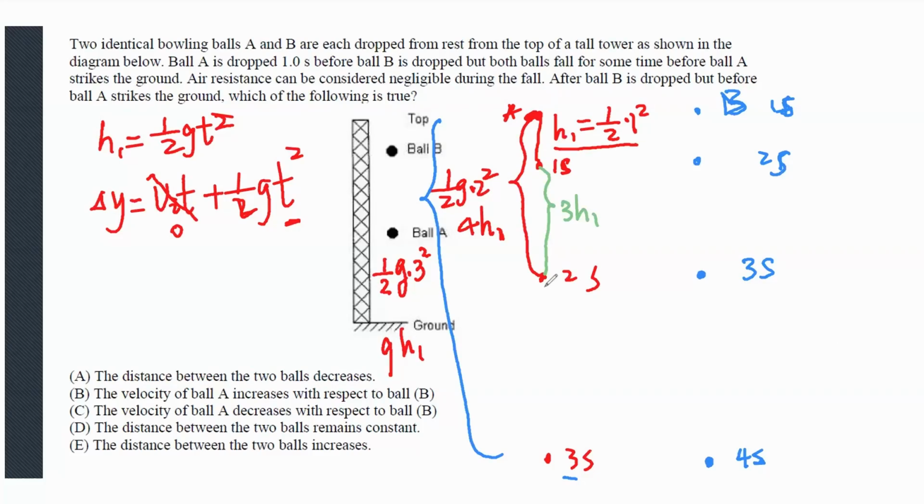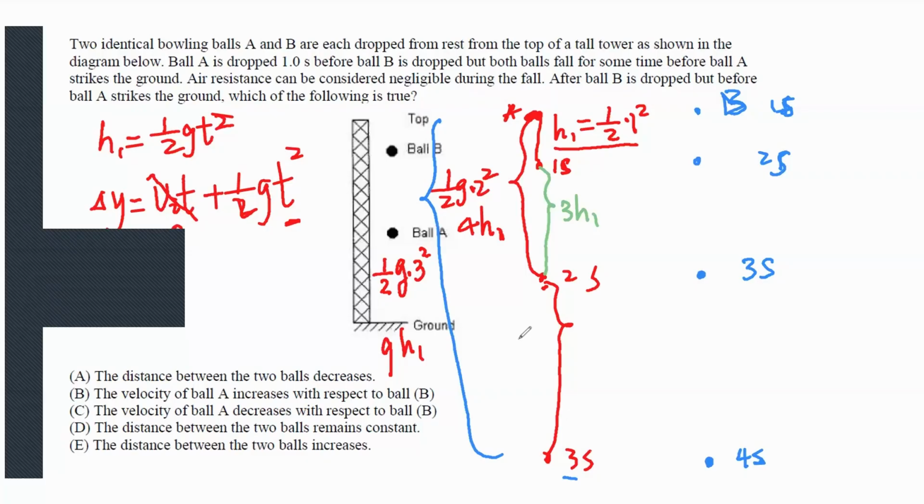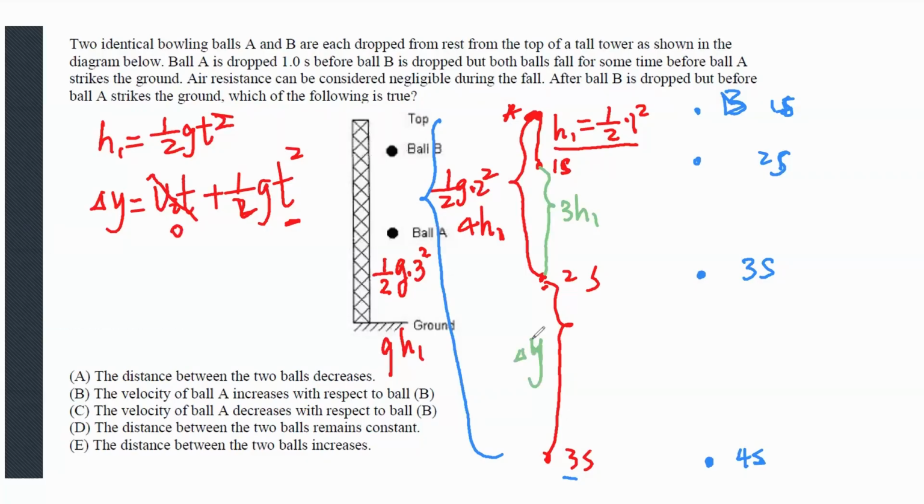Right? Then from 2 seconds to 3 seconds, how far does it go? 1 second, how far? What's the delta y here? 9.8, 9 minus 4. What do you get? 5h1. Do you see that? What happened? First second, you go through h1. What's the second one? Second, you get 3h1.